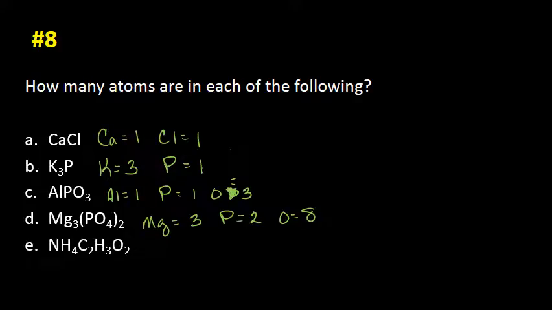All right, give this one a try. Nitrogen, there's 1. Hydrogen, be careful, 7. Remember, there's 3 here and 4 here. Carbon is 2, and oxygen is 2.